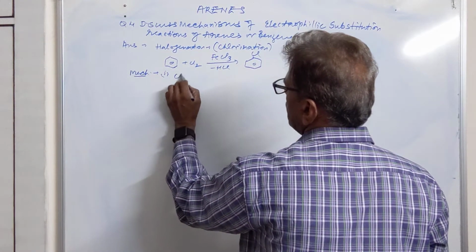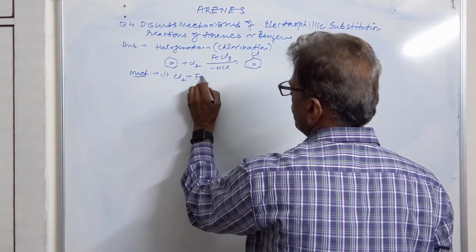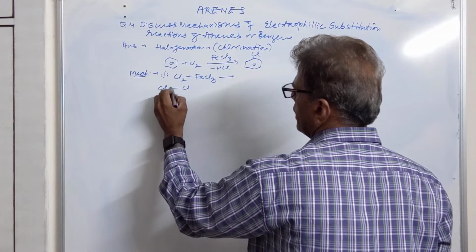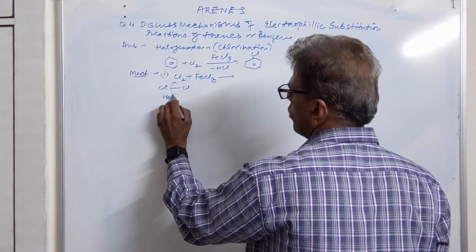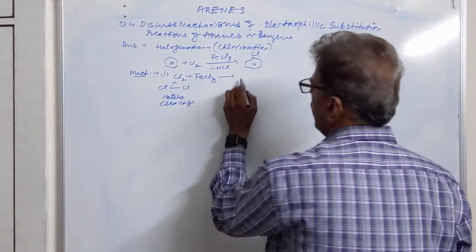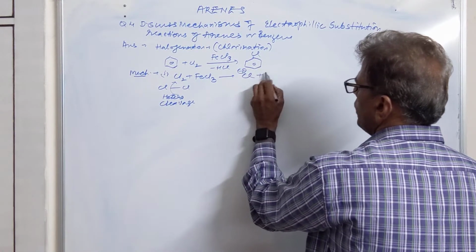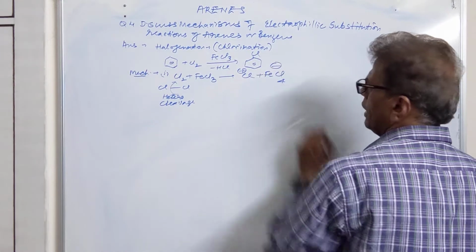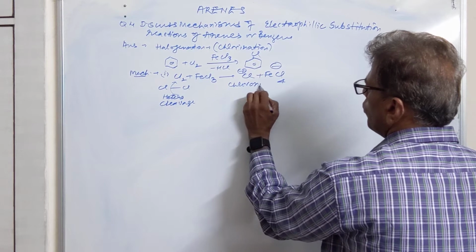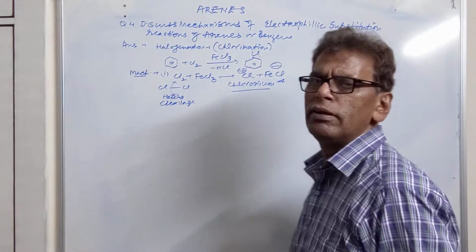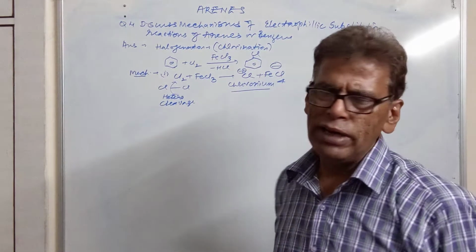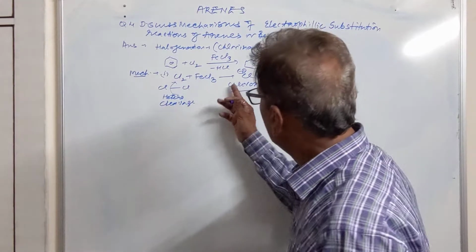It is believed that the first step is the combination of Cl2 with FeCl3. One Cl, this bond is broken heterolytically. This is heterocleavage. This Cl will go up with FeCl3 and will produce FeCl4 negative. Now once this chloronium ion is produced, it is highly electron deficient, and it is the nature of chlorine to remain electron rich always. Now it has generated positive charge.